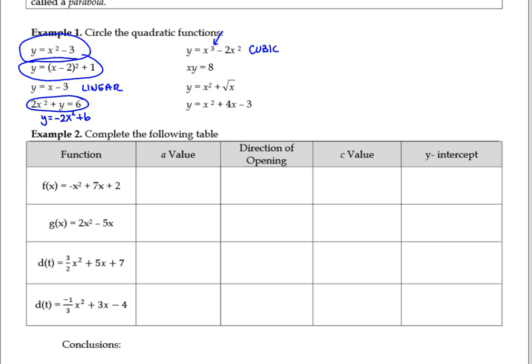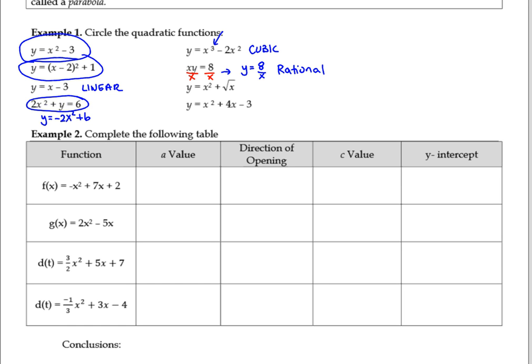x times y equals 8. If we isolate y, that might tell us. How would I get y by itself? Divide both sides by x. And so this equation becomes y equals 8 over x. Is this a quadratic? No. Does anyone remember what it's called? We're going to study a whole unit on them. Yes, that's a rational equation.